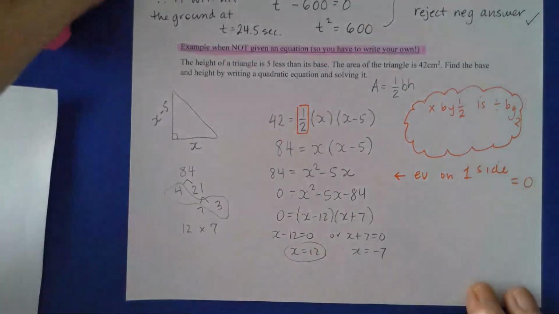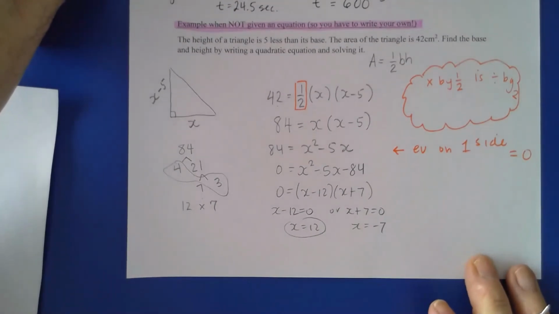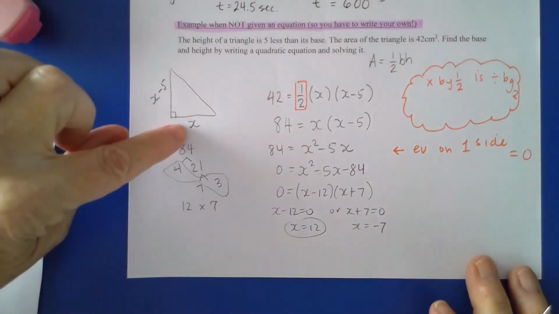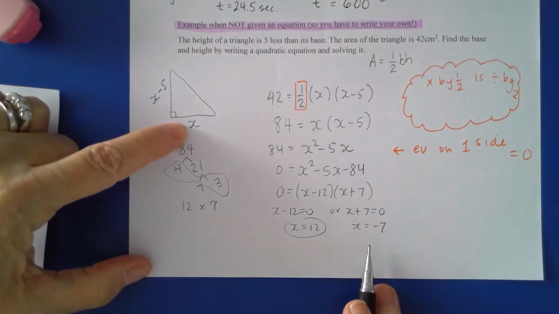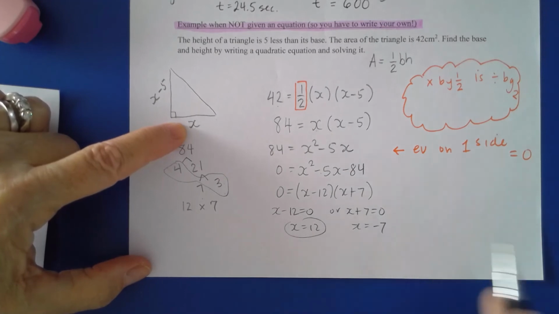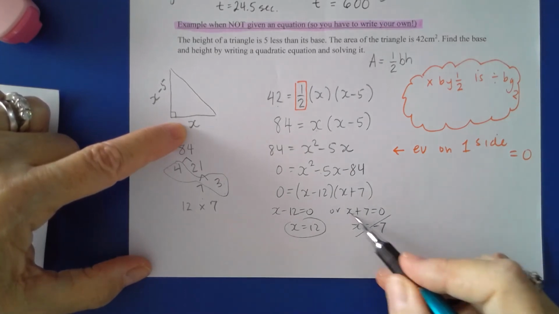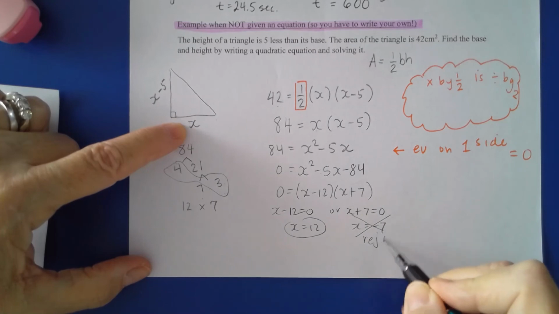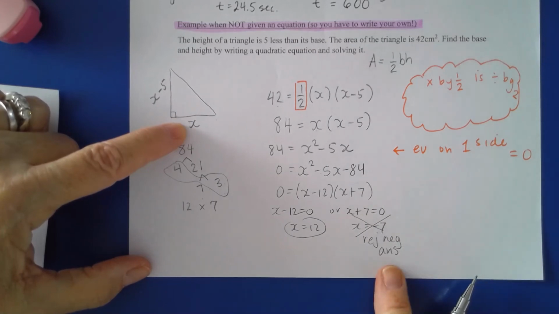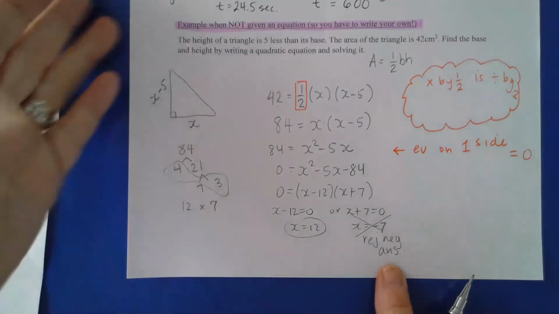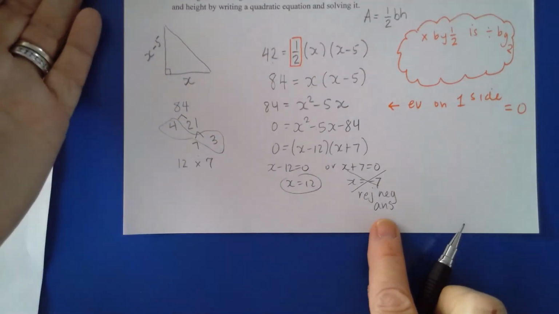What is x again? It's the base of a triangle. Can it be negative 7? So that's where I go reject, negative, answer. And it can be written just like that. Reject, negative, answer. Doesn't have to be fancy. I'm rejecting it.